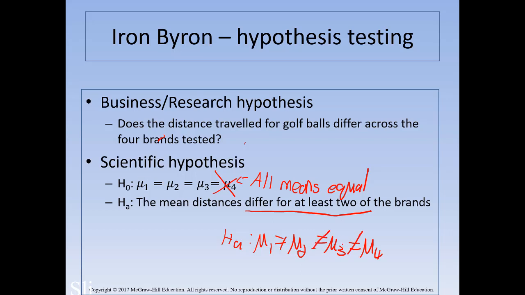Because all we're checking is we reject the null hypothesis if at least 2 means differ. So mu1 could be the same as mu2, could be the same as mu3, but mu4 could be different from those, and then we would still reject the hypothesis. So just to be 100%, this is wrong.